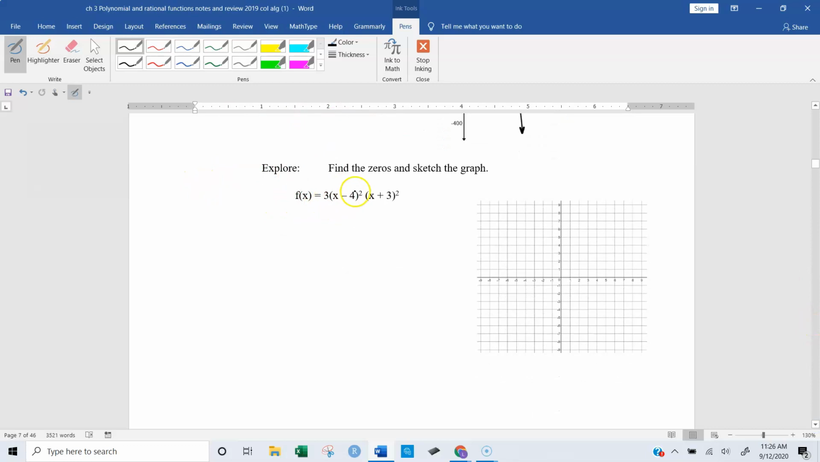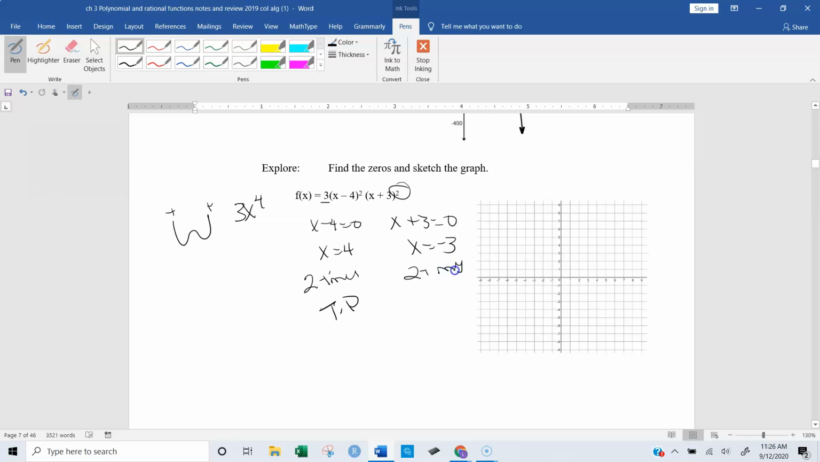First thing you should have said, it's a 4th degree graph, so it's x to the 4th. It's positive 3, so I know it's going to start and end positive. Okay, I have x minus 4 set equal to 0, so x equals 4, but that happens 2 times, meaning it is a turning point. x plus 3 equals 0, so x equals negative 3. It also happens 2 times, so it's even, so it is another turning point.